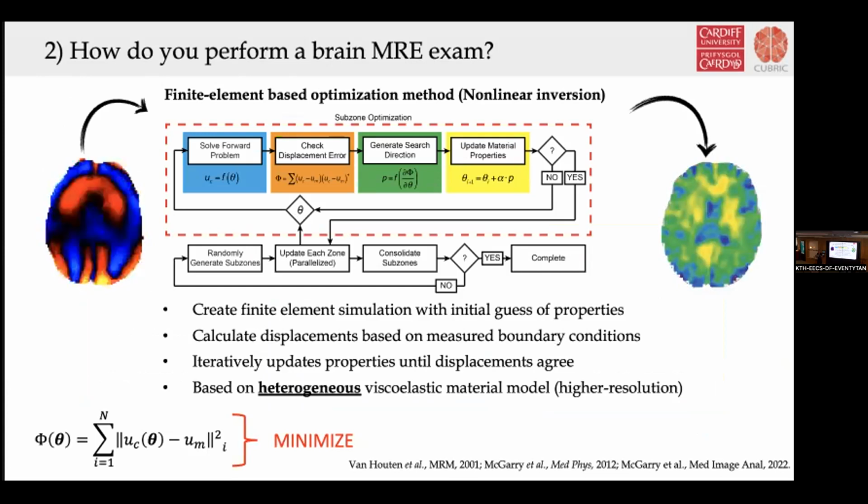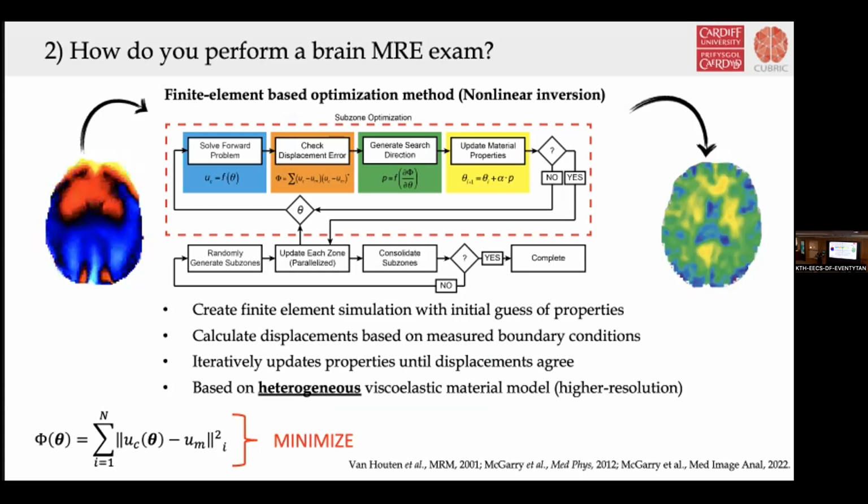College. The way that it works is that you take a finite element model mesh of the brain, break it into subzones, which are overlapping small chunks of the brain, and assign them an initial guess of properties. You then calculate what the displacements would be through that subzone, based on the properties and on boundary conditions that you get from measured data. Then properties are iteratively updated until displacements agree with the measured data. The concept is basically about minimizing the difference between the two. So both global and local iterations are performed to ultimately reach this global solution.